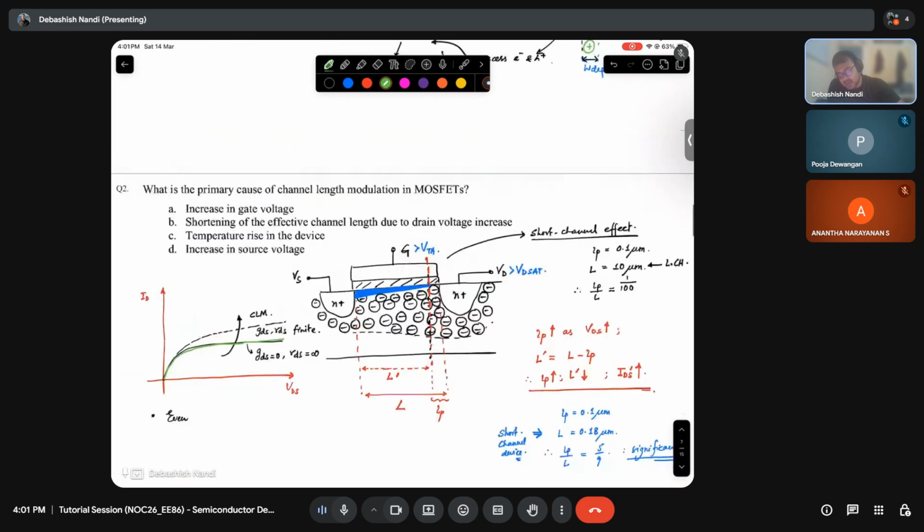So what are the consequences of this? Your gain, intrinsic gain. Your intrinsic gain of MOSFET is what?